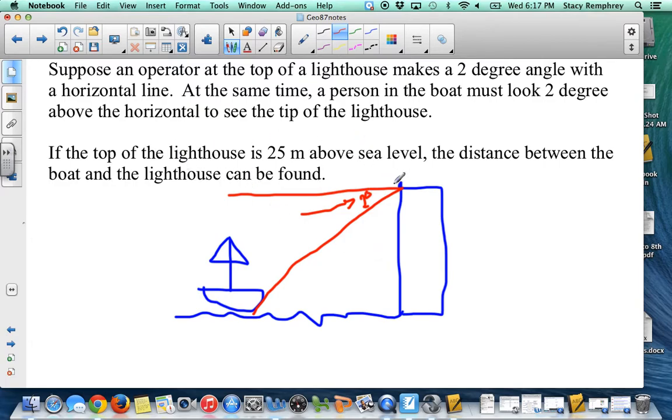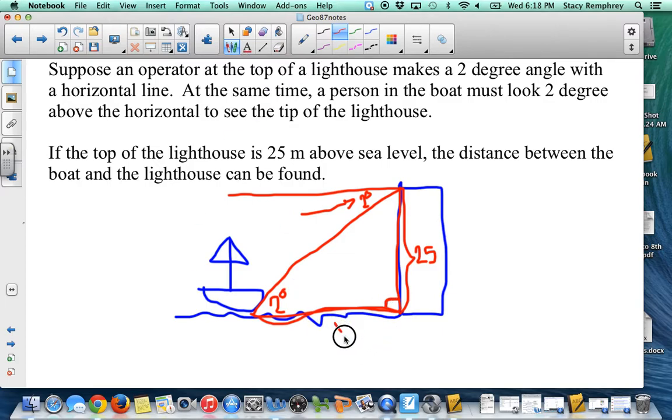The top of the lighthouse is 25 meters above sea level. So this is 25. And they're looking for the distance between the boat and the lighthouse. And excuse the drawings, I know they're not very good. Well, the lighthouse and the ground are going to make a right angle. I'm never going to fool you with that. You can see the horizontals. Well, they're parallel, so by alternate interior angles, this is also 2 degrees. And I know that that is 25. So your next part is we're trying to find this.